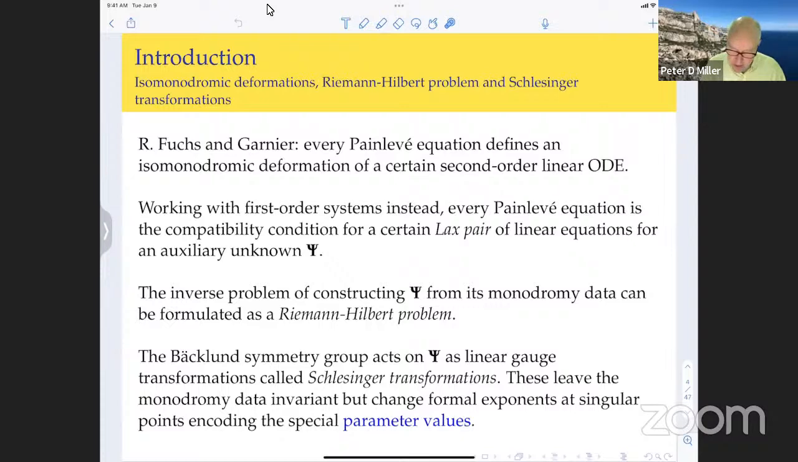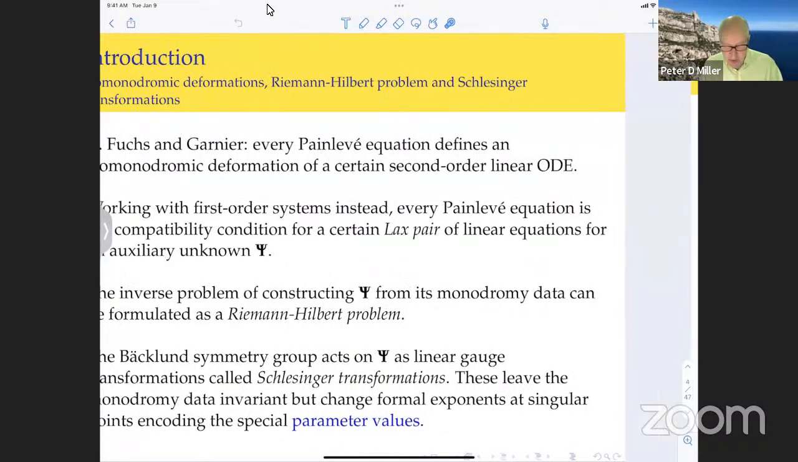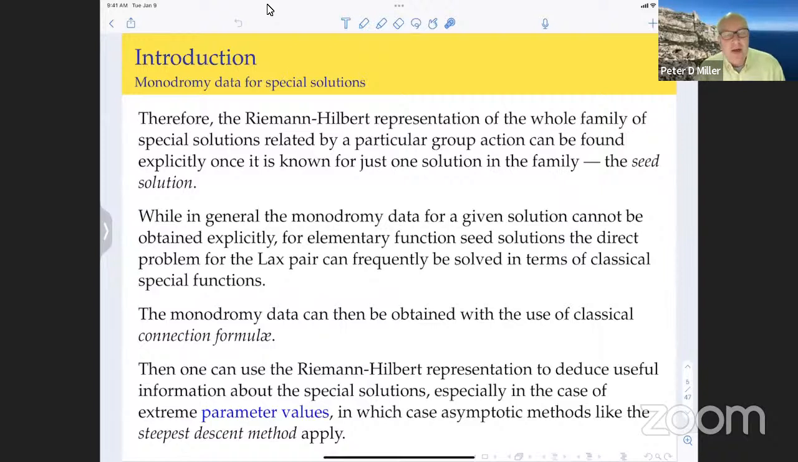Okay. So what it means for us is that the Riemann-Hilbert representation for this entire family of special solutions that are transported around by the symmetry group can be found explicitly once we know how to do it for just one of the solutions in the family. And sometimes we pick the simplest. We usually pick the simplest solution. That's called the seed solution, and it's the one that generates the whole family.